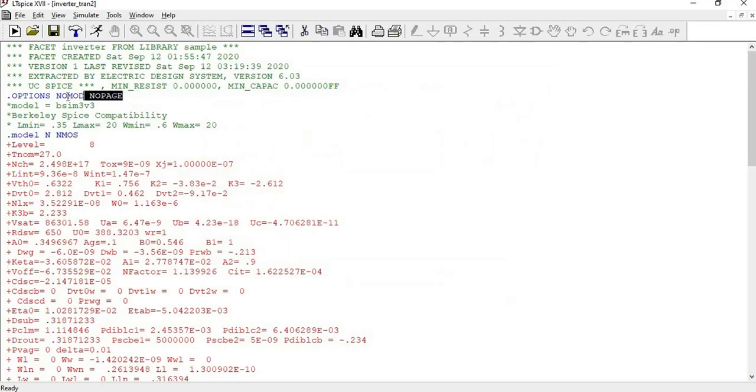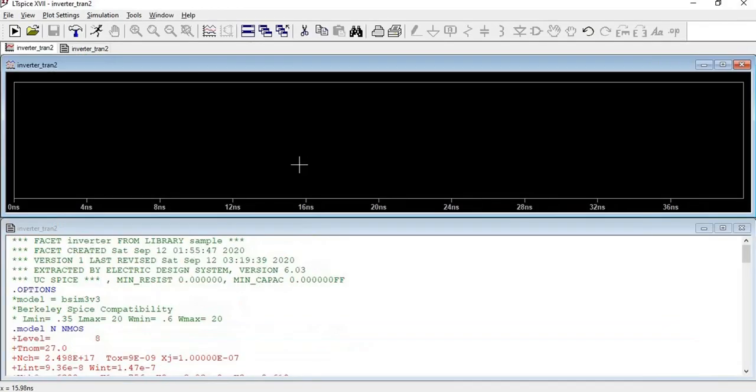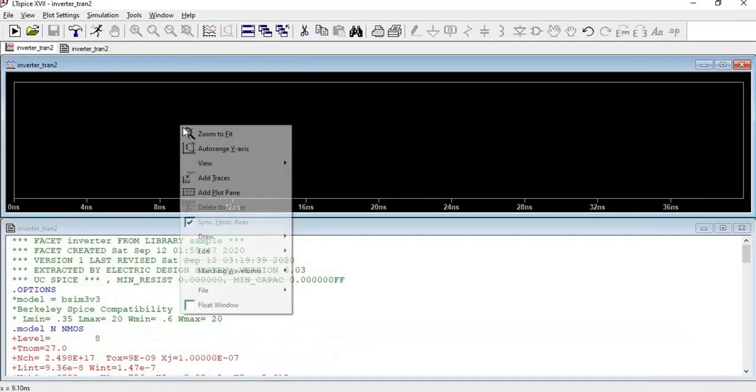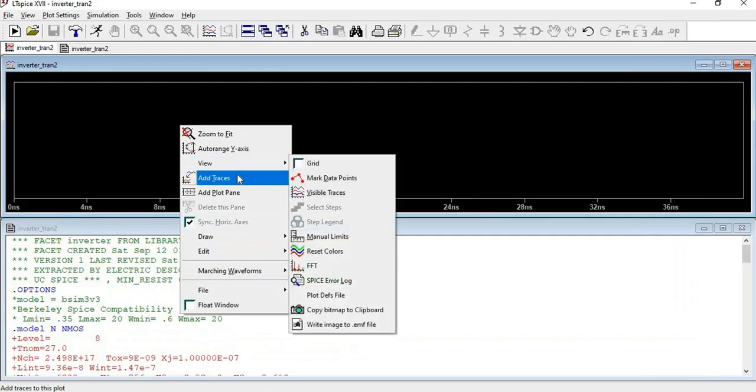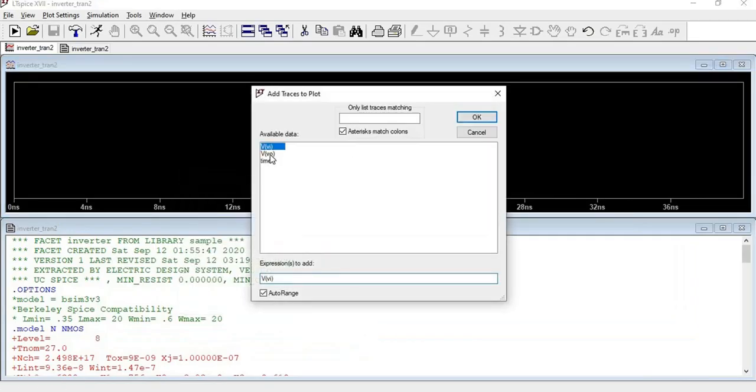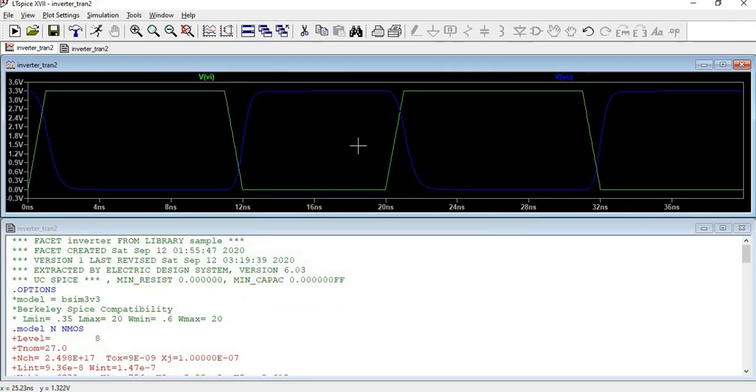So same thing, you need to delete. Then you can run the program, and add trace for the V in and V out. So this will now be your waveform.